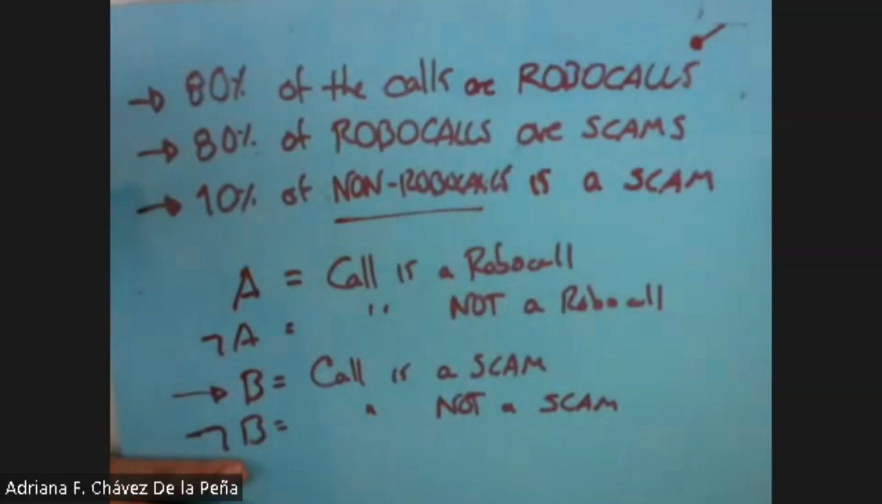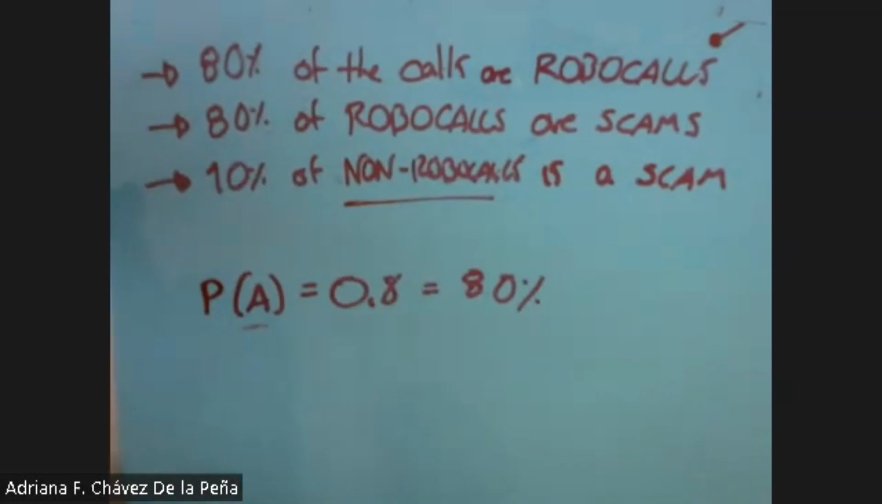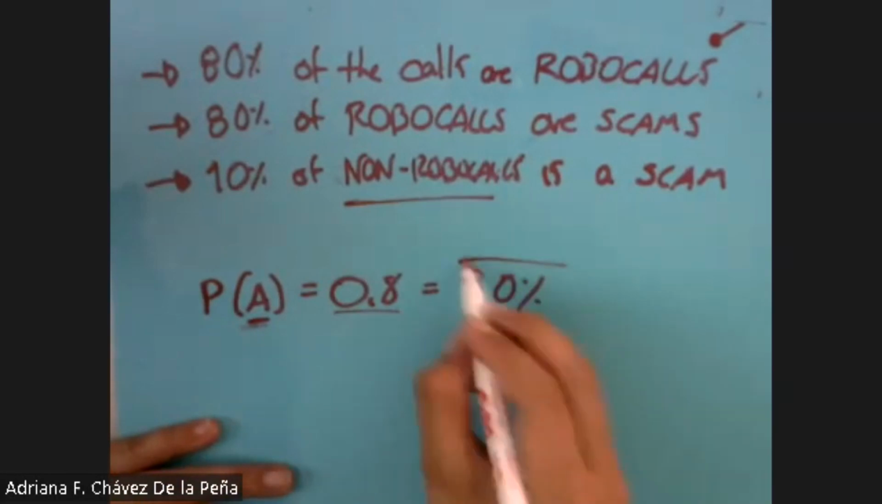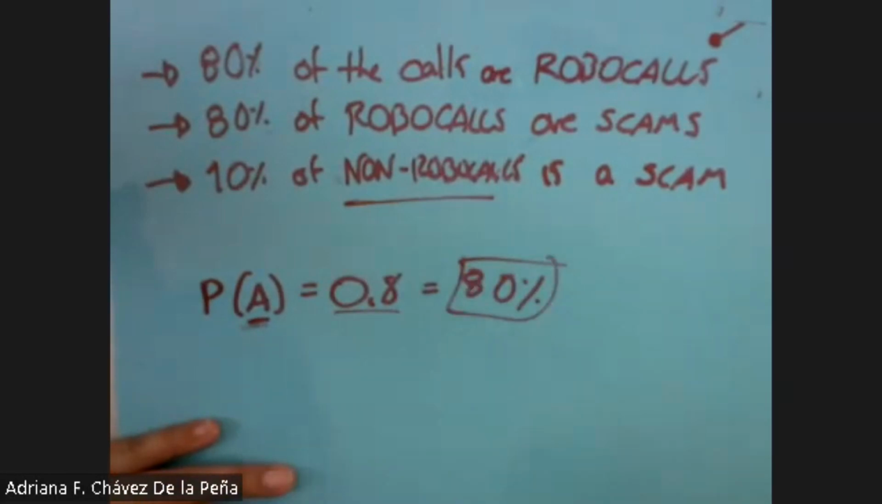Now, the key here is to distinguish what are the pieces of information we are given. So we are told that 80% of calls are robocalls. What does this correspond to? Well, this is telling me that the probability of event A, which we had just denoted as the call being a robocall, is 0.8, which is equivalent notation as saying 80%.